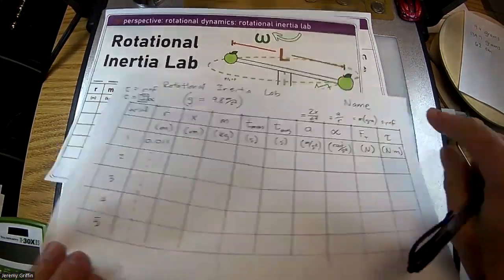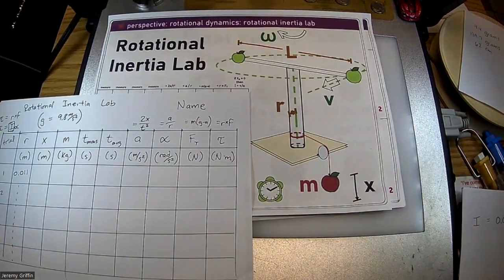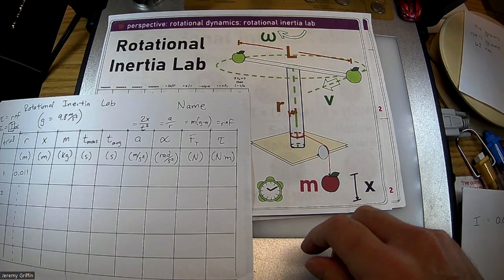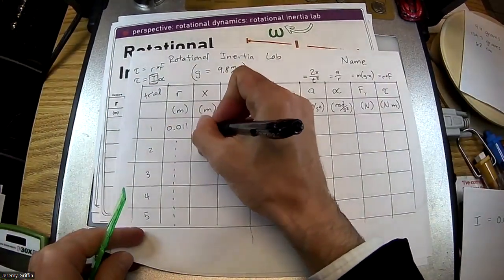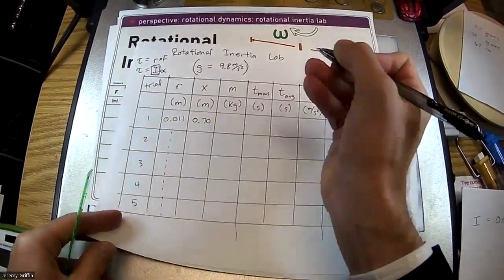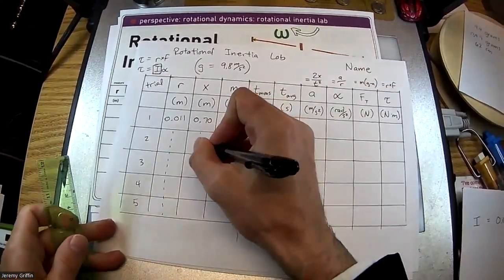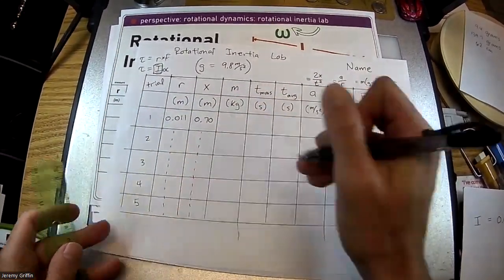Okay. What's the falling distance? I have a meter stick lined up right here. The falling distance is about 70 centimeters. Guys, how many meters is that? 0.70. There you go. And that'll also be controlled, so that'll be the same all the way down.